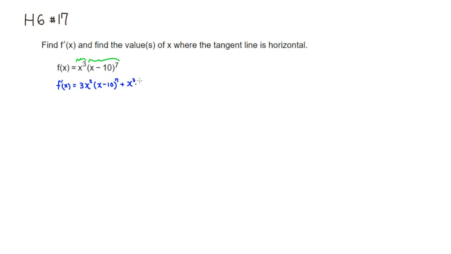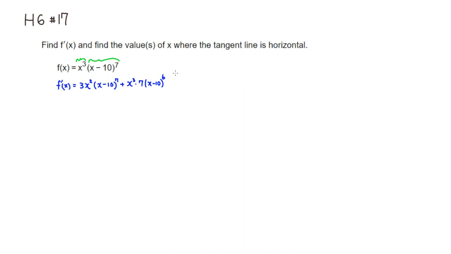Then multiply by the derivative of the second guy. So I'm going to put the 7 in front and keep the same quantity, x minus 10, and then subtract the 1 from the power. So that's going to be raised to the 6th power. And then multiply by the derivative inside. But the derivative of x minus 10 is actually 1, so multiplying by 1 doesn't do anything. I'm not going to even write that. So this is it.